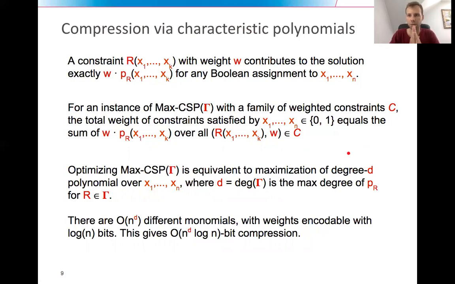We refer to this parameter as the degree of gamma, and it turns out that this is the parameter that governs the compressibility of Max CSP gamma. In particular, for a compression upper bound, we can see that such a polynomial has n to the power of d different monomials, and since weights are of polynomial magnitude, we can encode them in log n bits, so this whole polynomial can be encoded in n to the d log n bits.